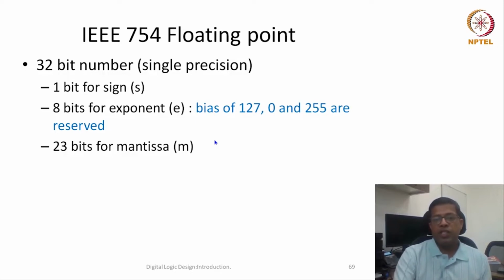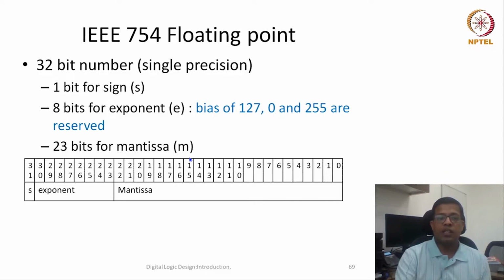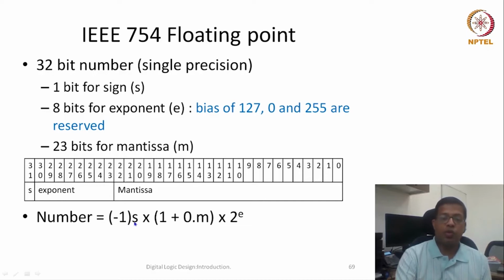Okay, so if we have these three pieces of information, which I'm calling S, E and M, then I can construct my final number as minus 1 to the power S, multiplied by 1 plus 0 point m, into 2 to the power e. If I have this 32-bit number, from bit 0 to bit 22, a total of 23 bits, is used for the mantissa, bits 23 to 30 are used for the exponent, and the 31st bit is used for sign.